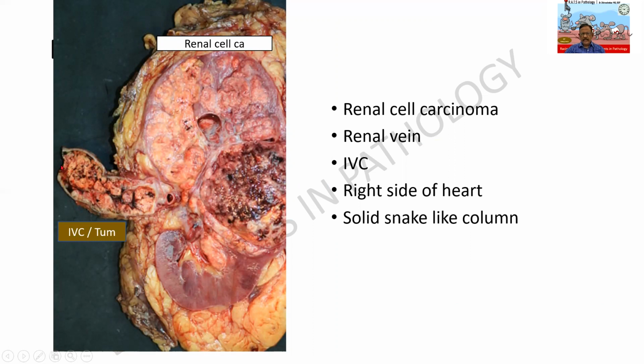Look at this structure. It is a renal vein, or the vein that leads from the kidney into the inferior vena cava. So the renal vein, and it leads to the inferior vena cava, which is filled with tumor cells. From there, it goes to the right side of the heart in a solid snake-like column. So this is one mode of spread of tumors which we shall remember.